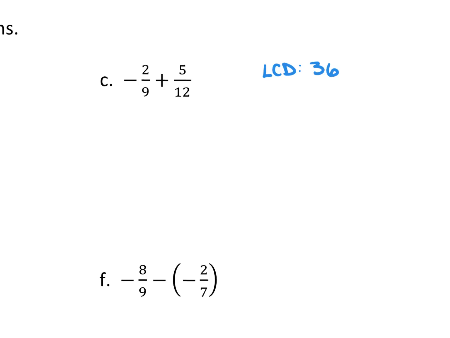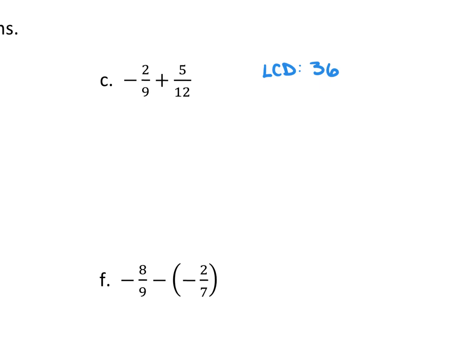12 is not divisible by 9. If we do 12 times 2, we get 24, and that's not divisible by 9. If we do 12 times 3, we get 36, and that is divisible by 9, and so that is my least common denominator. All right, so the first fraction, how do we get from 9 to 36?